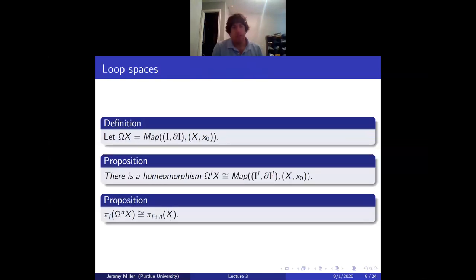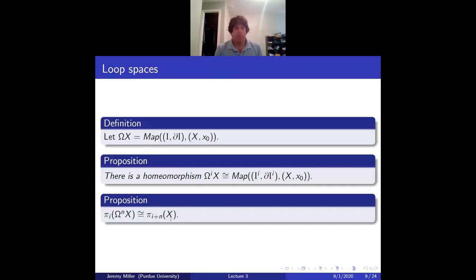Oh yeah. So in the case of just I equals 1, we're just going to rename the mapping space. I guess it's called the base loop space, and it's usually denoted by omega X. If you think about it, we're going to view omega as a functor from spaces to spaces, and you can iterate that functor. And if you iterate it I times, you just get the mapping space out of the cube.